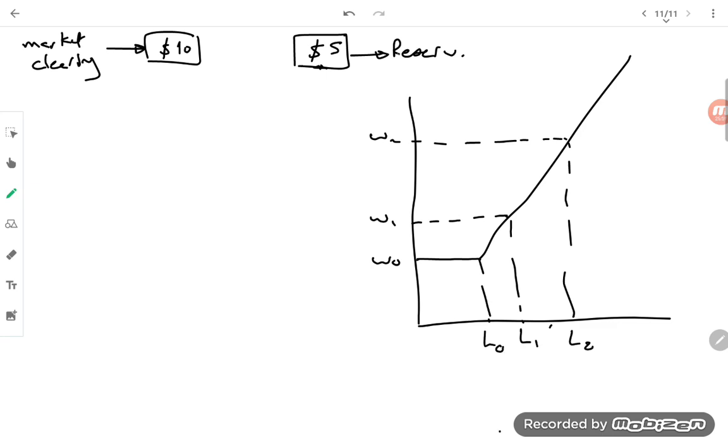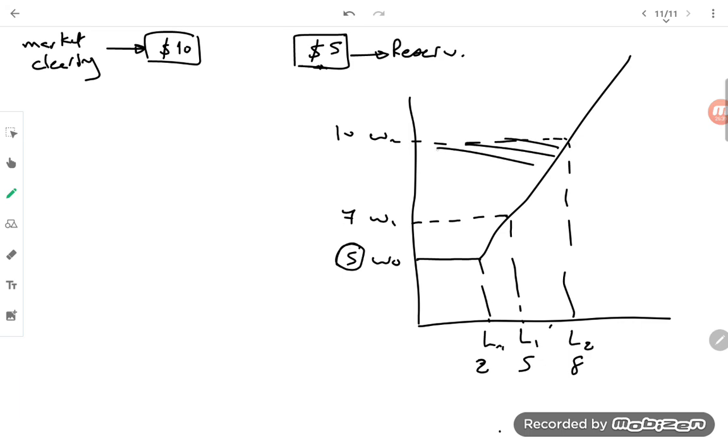So say, for example, the reservation wage from my point of view, W naught, is 5. If the wage is 5, I am going to work 2 hours. If the wage increases from 5 to 7, I can work for 5 hours. If it increases to 10, I can work for 8 hours, and so on. So these are the different levels of employment at different wage rates.